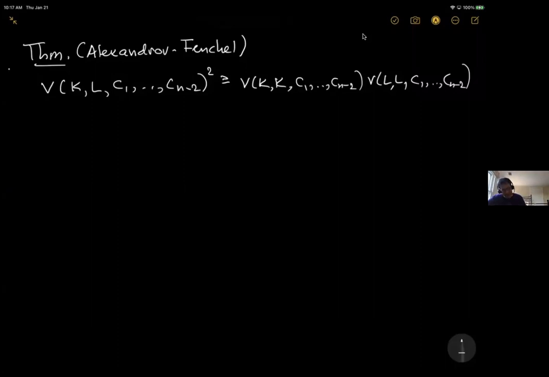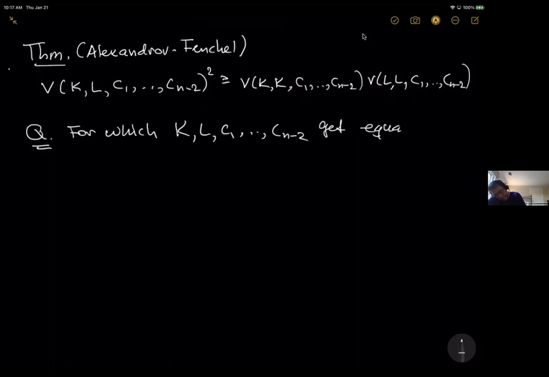It was proved by Minkowski in dimension 3, by Alexandrov in any dimension. And already at the very beginning of this theory, there was the basic question: for which bodies K, L, C1 to C_{n-2} do you get equality? You find this question either implicitly or explicitly. In Minkowski's original paper, it was not asked explicitly, but implicitly, in the sense that he studies explicitly all the special cases he knows how to prove. So the question is clear.